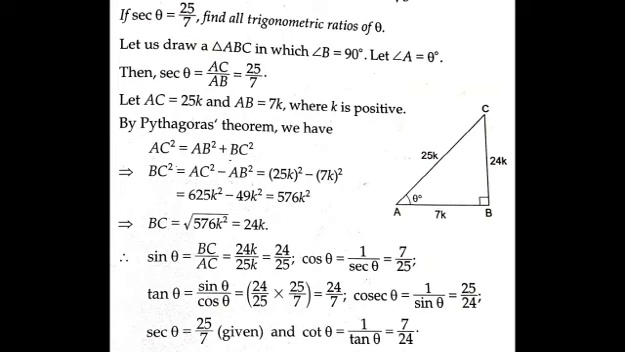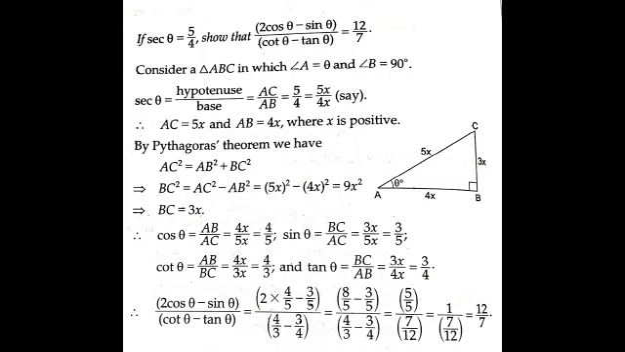Now sec theta is defined as hypotenuse by base, so 25k divided by 7k, it is already given 25 by 7. Cot theta is equal to base by perpendicular, so base is equal to 7k and perpendicular is equal to 24k, so 7 by 24.